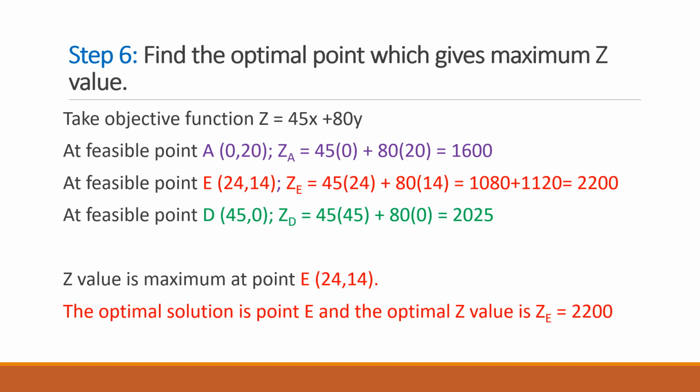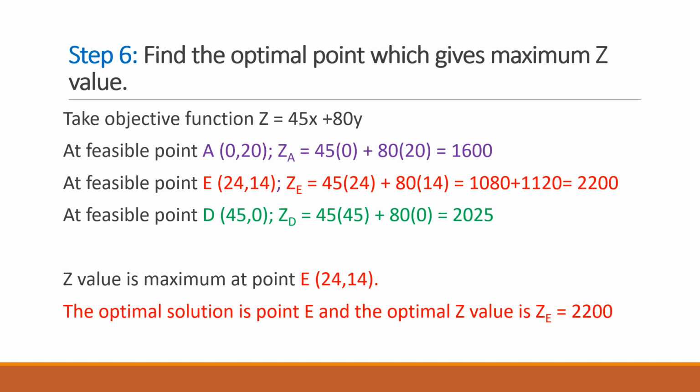So first point is A, 0, 20. So x is 0 and y is 20. So 45 into 0 plus 18 into 20 gives 1600. Point E is 24, 14. 45 into 24 plus 18 into 14 gives us 2200. Third point is D, 45, 0. 45 into 45 plus 18 into 0 gives us 2025.